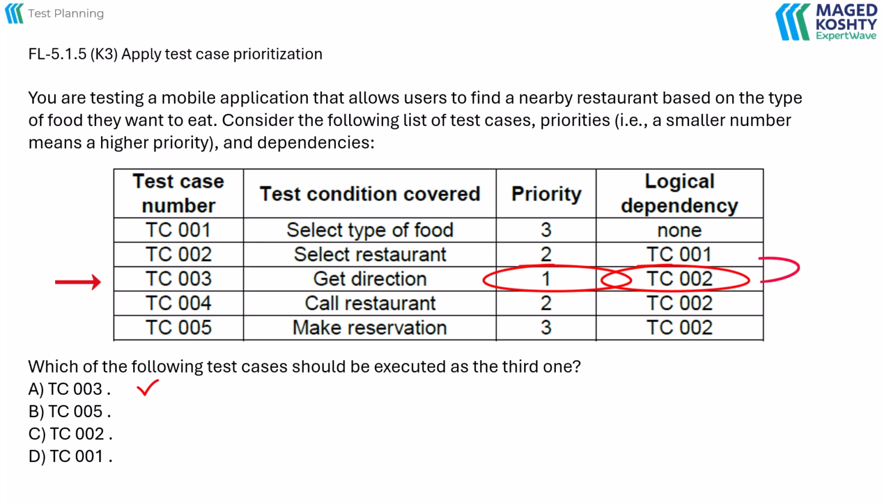If we want to continue, then we can execute test case 4 because it has a higher priority than test case 5. Both of them have the same logical dependency on test case 2, which has already been executed.